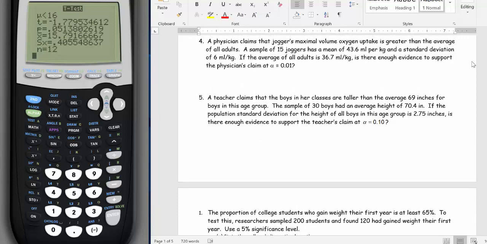Number 4. A physician claims that joggers' maximal volume oxygen uptake is greater than the average of all adults. So greater than means the claim should go to the alternative because it has the greater than sign. A sample of 15 joggers has a mean of 43.6 milliliter per kilogram and a standard deviation of 6 milliliter per kilogram. If the average of all adults is 36.7. So he's asking us to check if the maximum volume oxygen uptake for joggers is greater than 36.7. That's the claim. Is there enough evidence to support the claim at alpha equals 0.01?